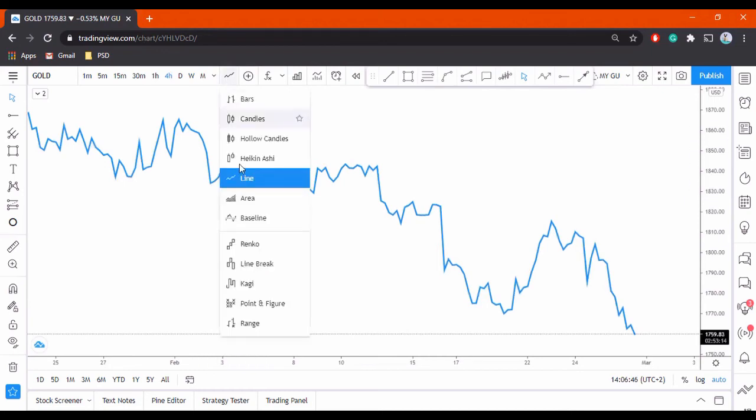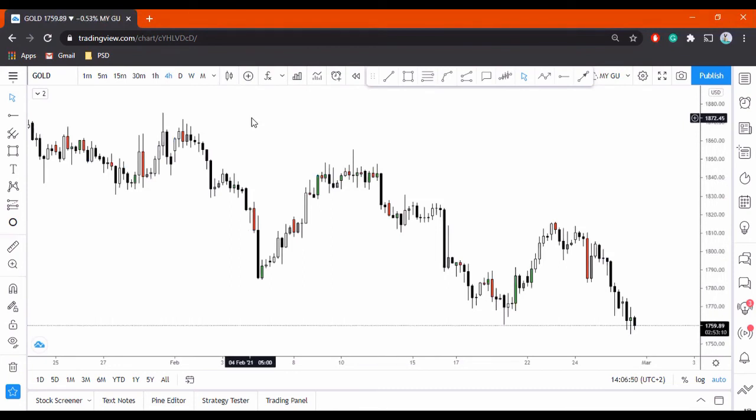Because just looking at where the trend is going, it's just looking at it. Someone should be able to tell, okay, it's going down, or it's moving sideways, or it's going up.